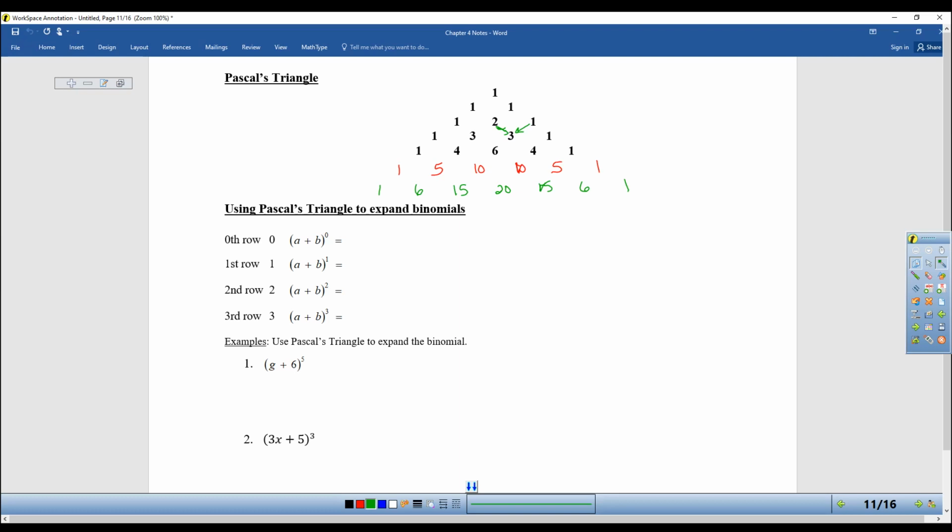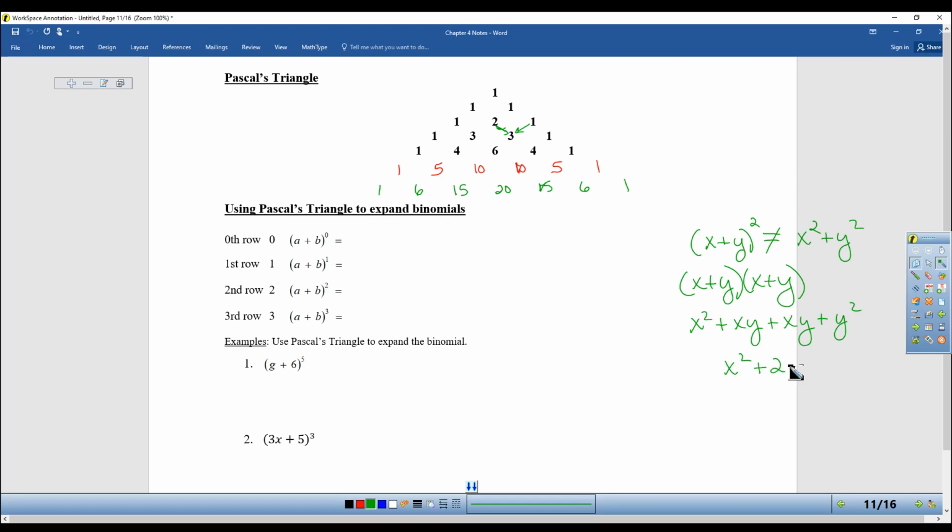So it's not just cool, it's beyond cool because of what it does. You guys may remember that I've harped on this a little bit, that if you have x plus y squared, it is not x squared plus y squared. You cannot distribute the square. You have to do x plus y times x plus y, which gives you first, outer, inner, last, which is x squared plus 2xy plus y squared.